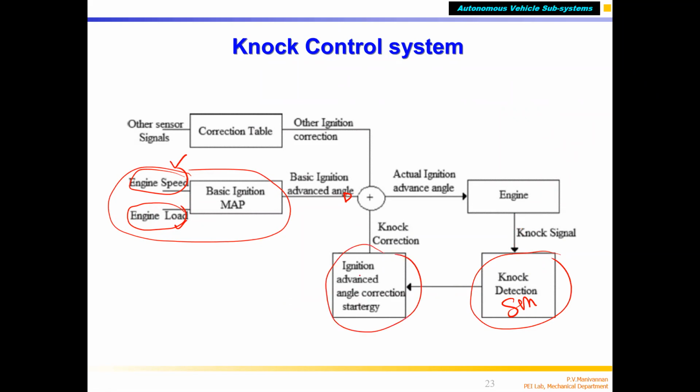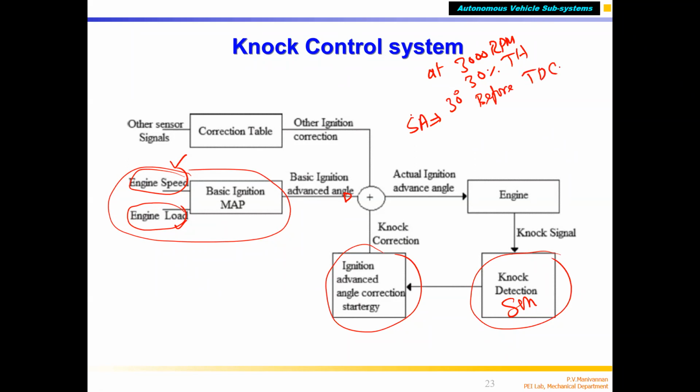So this will add to the base. For example, at 3000 RPM and 30% throttle, the engine is running. For that, the spark advance, which I call SA for short, the spark advance angle is 30 degrees before TDC.